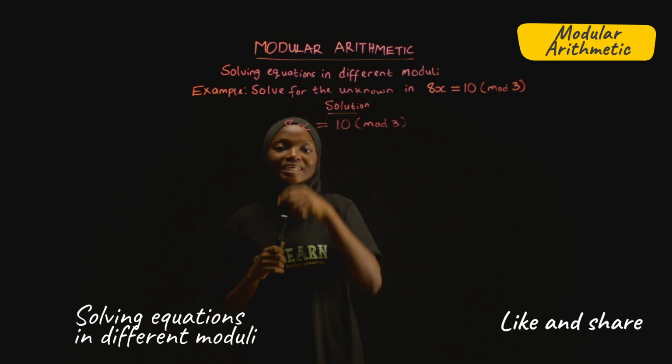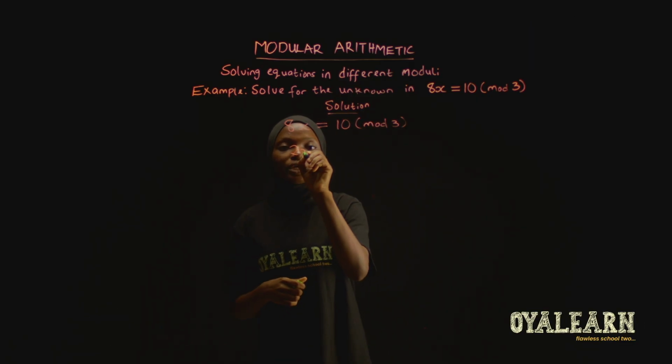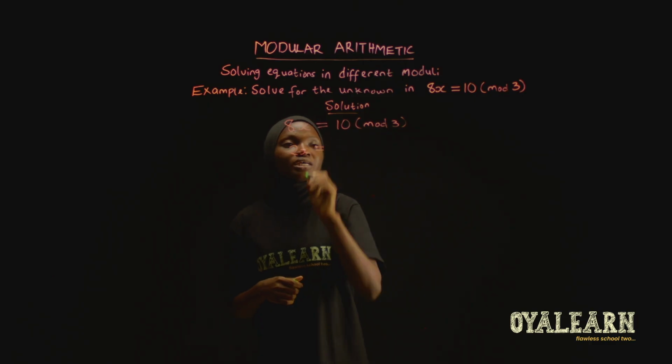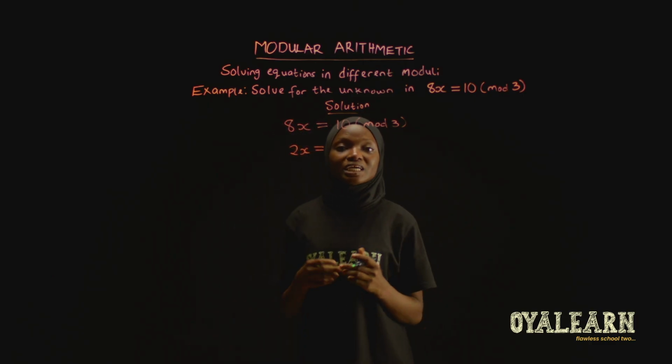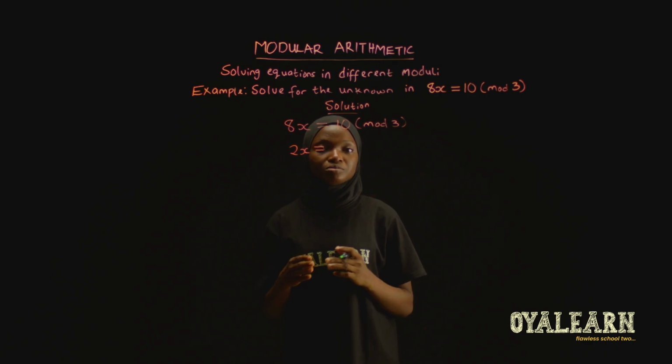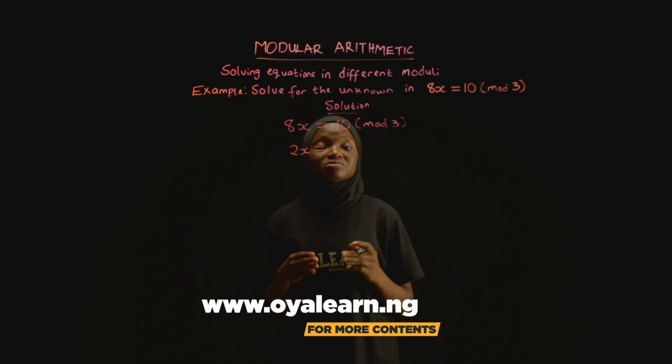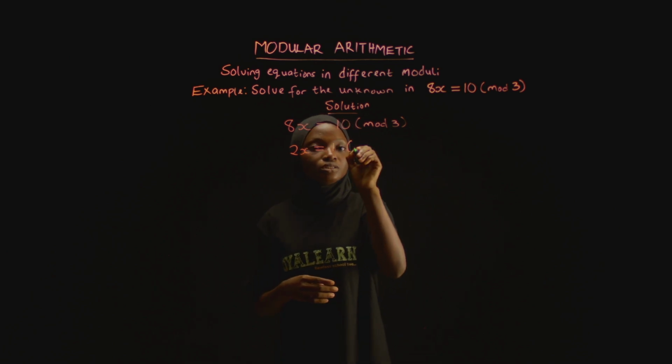So that is my 8x here, same thing as having 2x equals, same thing goes for 10, divide 10 by 3, that gives us 3, remainder 1. So since modular arithmetic is the same as the remainder, this 10 is equal to 1 in mod 3.